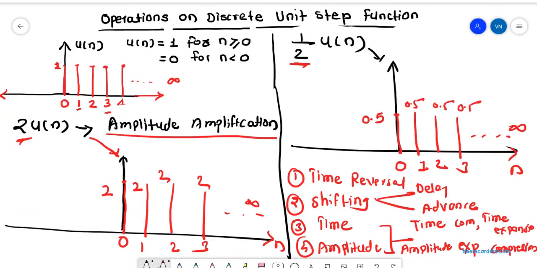In the next lecture we are going to see the operations on a discrete time unit ramp function.